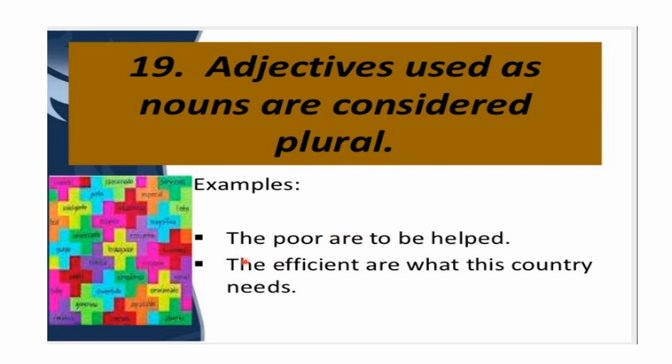The next example, the efficient are what this country needs. So again, the efficient, to be efficient is an adjective, but here it is used as a noun. The efficient. We say the efficient person. So here this is used as a noun, and therefore you will use a plural verb. So you have used are. The efficient are what this country needs.